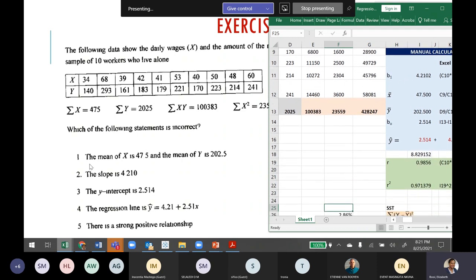So the first one says the mean of X is 47.5. So the mean of X there is 47.5. I see where I went wrong. Okay, thank you. I was looking at the wrong area. So then number one is fine.